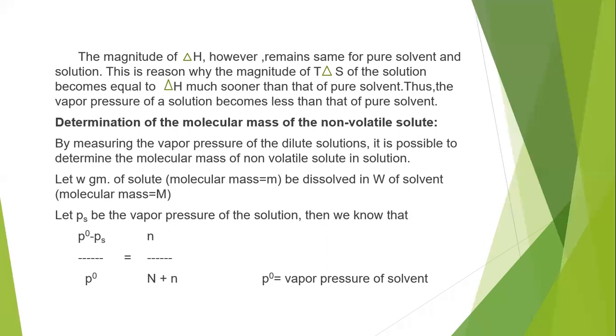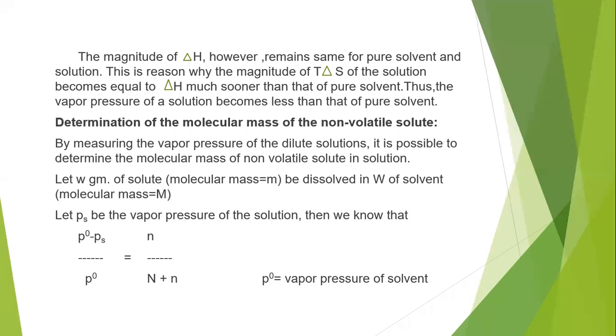How can we calculate the molecular mass of a non-volatile solute using the relative lowering of vapor pressure based on Raoult's law? That is one question. As we discussed in the previous video, the main application of a colligative property is that we can determine the molecular mass of a non-volatile solute using a colligative property. All the colligative properties are interlinked with each other. They have a relation with each other.